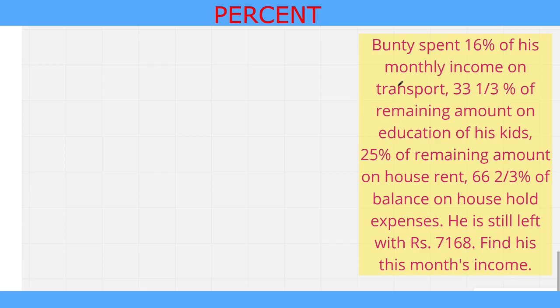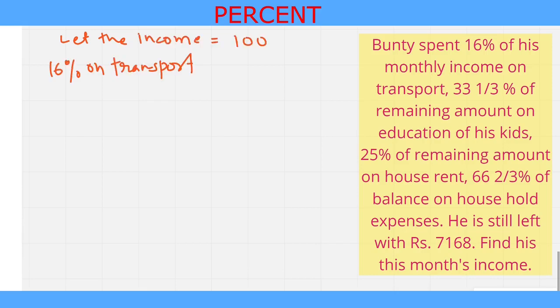Here we have to understand that we have to calculate the percent on every stage of remaining amount. That is important here. So we solve this question like this. We have to assume the income equal to 100. Let the income be 100. 16% on transport. 16% of 100 is 16 and remaining is 84.